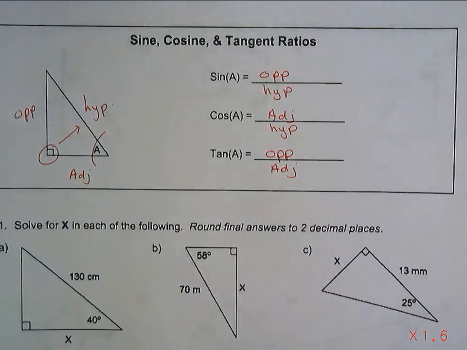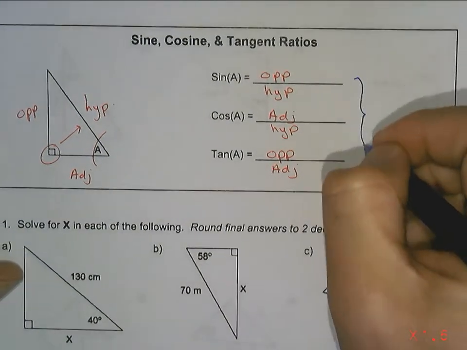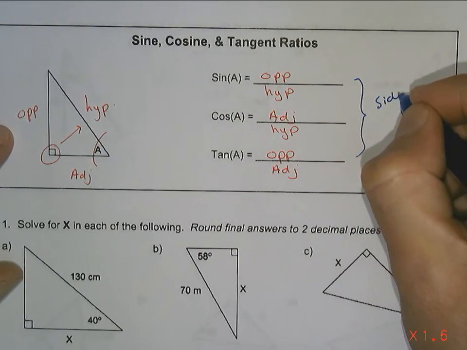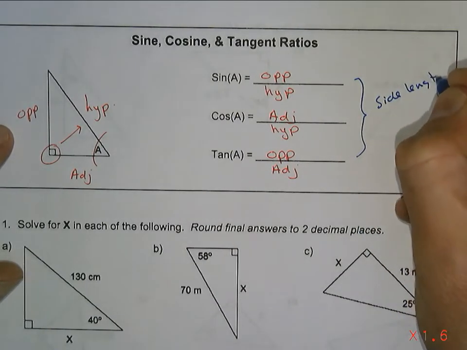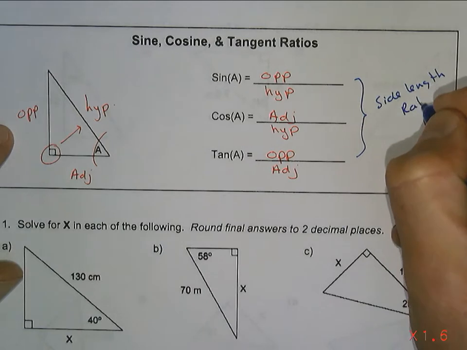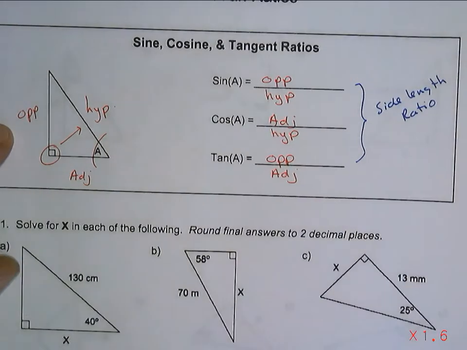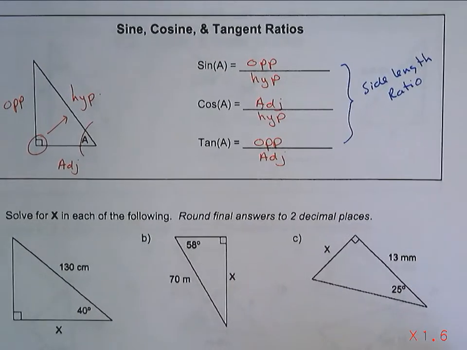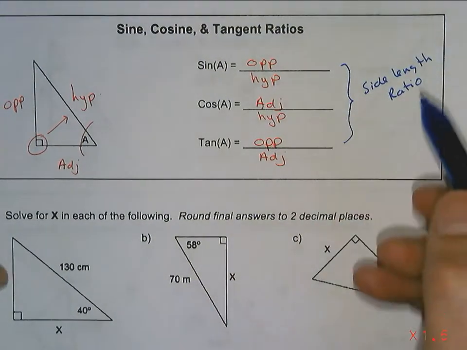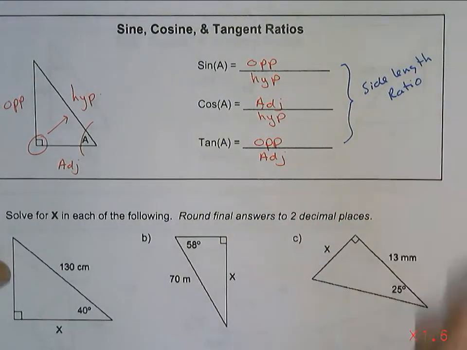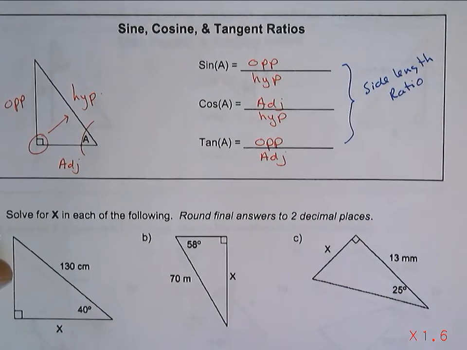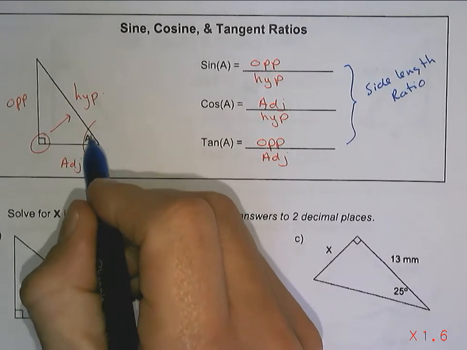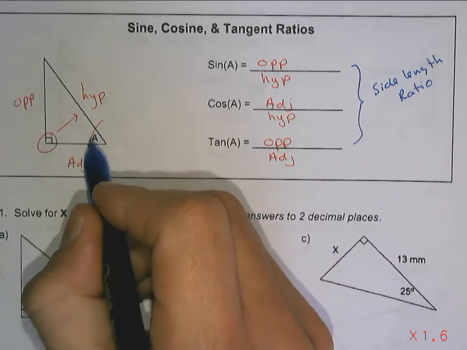Something that's very important that I want you to realize, all of these are side length ratios. And remember what a ratio is. A ratio is when you take one value and divide it by another. And often these will be represented as fractions or decimals. It can be represented in both forms. And all of this is contingent on this angle A.